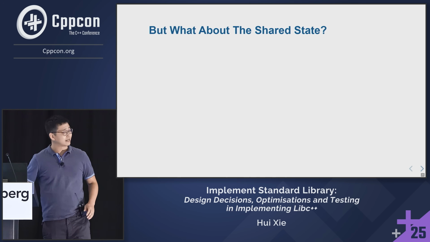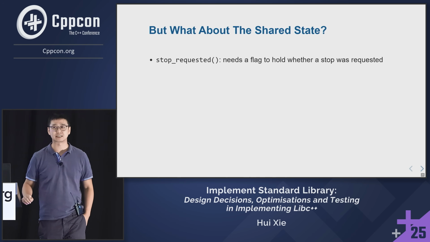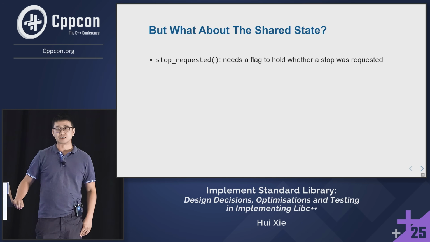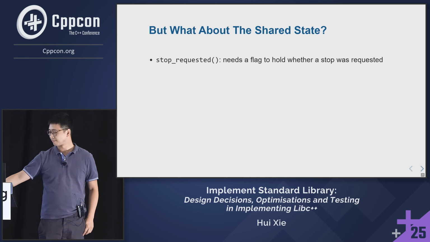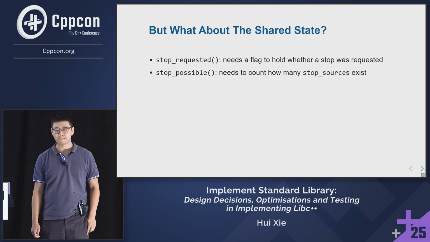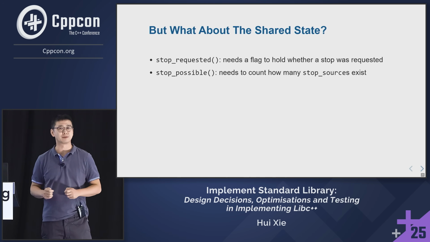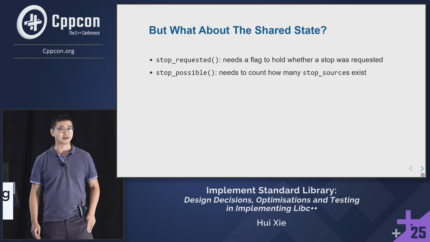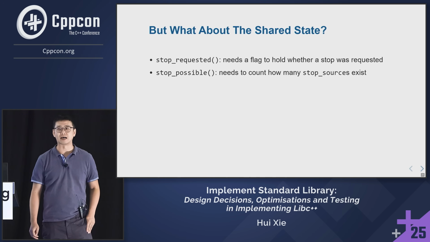Let's go back and look at the requirements we need to have. We need to implement lots of functions. The first one is the stop requested function, and to implement that, we need sort of a flag to tell us if it is requested. Another function we need to implement is called stop possible. The way it works is that if all the stop sources are destroyed, then nobody can make a stop request anymore, so stop possible should return false, right? But to implement this function, we need to keep track of the number of live stop sources.